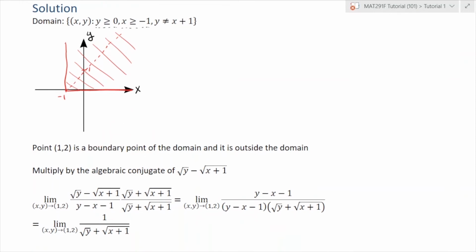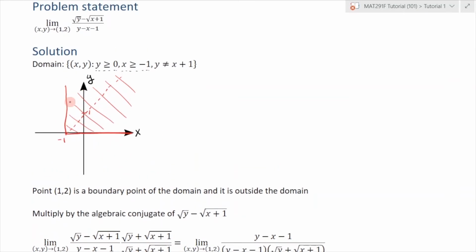What is this point (1, 2) where we want the limit? It's here, and here. So it's actually on this line. It is a boundary point of the domain, which is outside of the domain. So it's a problematic point. This is the point where the denominator is 0, so we can't just plug in numbers and hope to evaluate the limit that way.